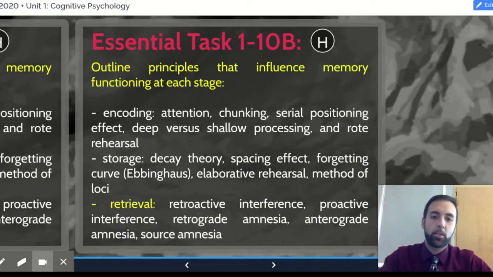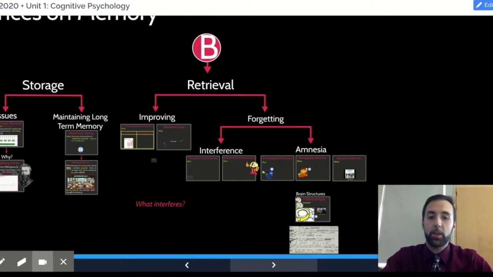In Essential Task 110B, we will be wrapping up our unit on cognition, and more specifically finishing our discussion of memory. In the previous Essential Task, 110A, done in class, we talked about how the encoding and storage process are affected by a series of memory principles. In Essential Task 110B, we will be wrapping up our discussion of memory by highlighting the various influences and principles during the retrieval or the remembering phase of memory.